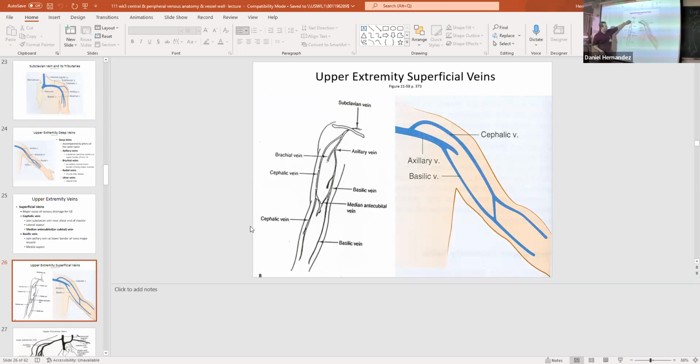So here you can see a nice diagram. Your cephalic vein courses all the way down the lateral aspect of the upper arm and the lateral aspect of the forearm. This is all cephalic vein, superficial. The basilic vein, also superficial, goes from the axillary all the way down the medial side of the upper arm and the medial side of the forearm, and then the median cubital vein connects the cephalic and basilic.